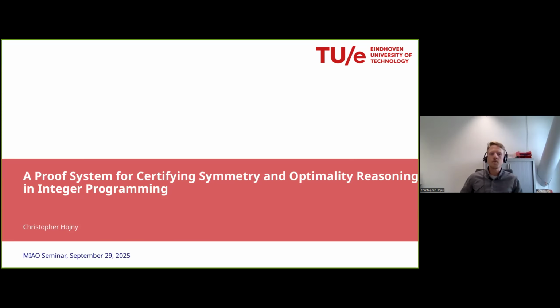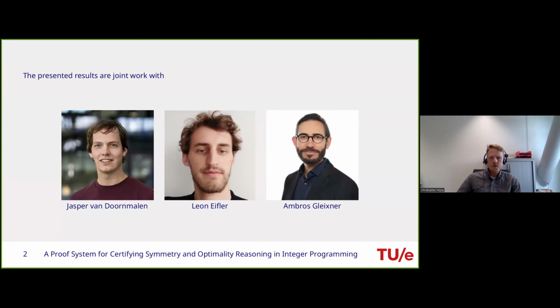And indeed, I want to talk about ways to certify reductions that happen within modern integer programming solvers, such that we can independently verify them to make sure that the results that we compute are actually correct. And everything that I want to talk about in the following is joint work together with my former PhD student Jasper von Dornmalen, Leon Eifler, and Ambros Gleixner from Berlin.